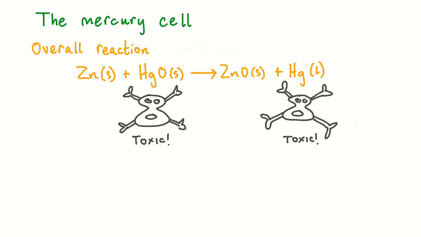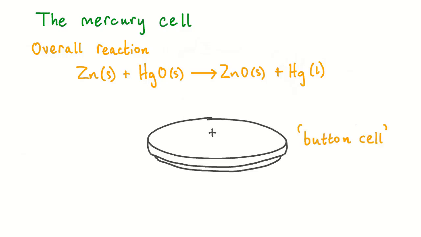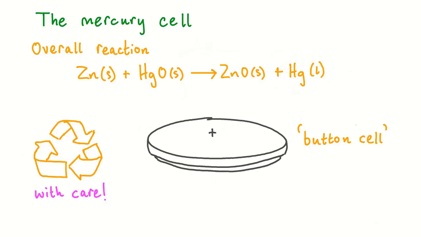Since mercury cells contain toxic mercury compounds, they're not produced in large quantities anymore. Because the cell could be manufactured to be very thin, these batteries, or cells, were known as button cells, and they were used widely in watches, hearing aids, and calculators. Since the chemical reactions in this cell are not reversible, the cell cannot be recharged. This type of cell would need to be either disposed of carefully or recycled due to the toxic mercury content.